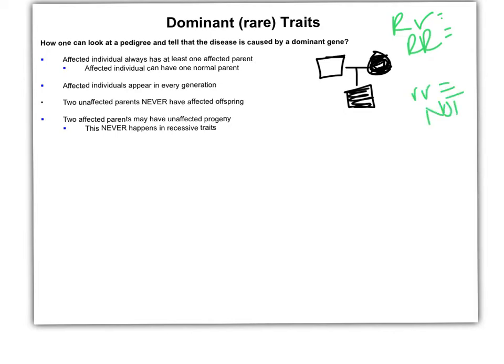These guys have it, right? They have the trait. They are affected. So in this case, we know this guy has to have at least one big R. We don't know what the other one is, right? Because for the dominant trait, you only need one to show the dominant trait. And it's a dominant disease or disorder or trait. So we know this guy has to be that.